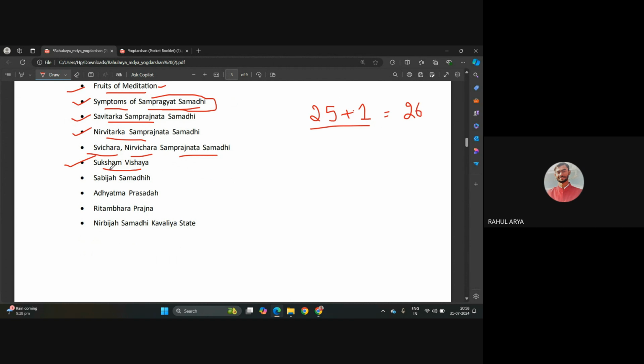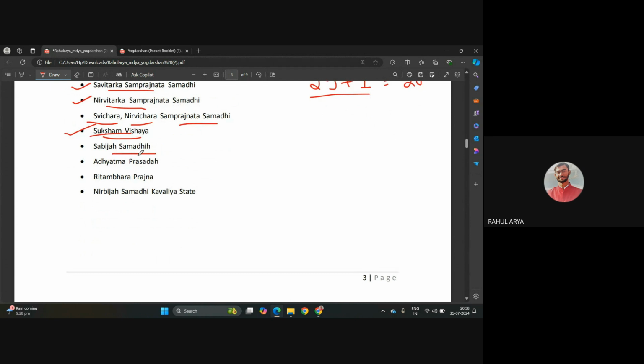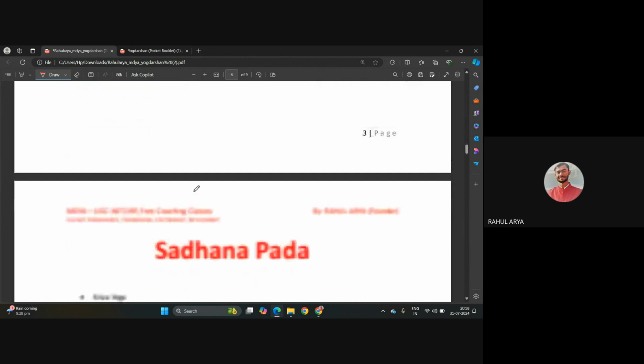Okay, so Sukshma Visya. Except the Pancha Mahabhuta, all are the Sukshma Visya. Sabija Samadhi, describing here Adhyatma Prasadaha, Ritambhara Pragya, the special kind of intellect. It is Ritambhara Pragya. And the last sutra explains the Nirbij Samadhi or Kevalya state. So it is a little introduction of the Samadhi Pada.